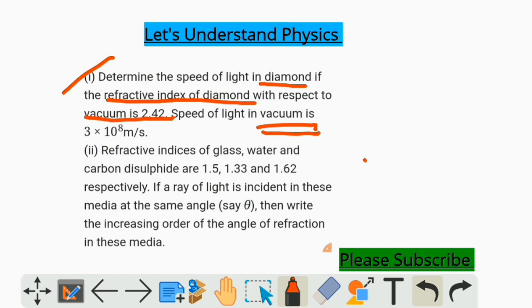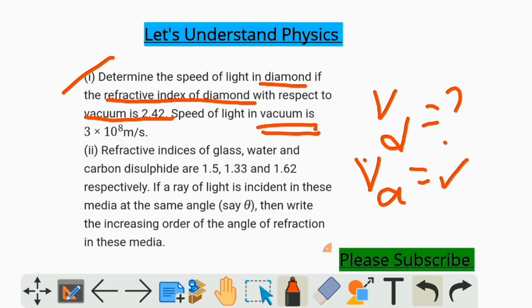So you are finding the speed in diamond, equal to how much? Understood? Speed we take as v, you know, right? Now the speed of light in air or vacuum value they have given. Understood? And the refractive index of diamond is also given. Now let's see how to do it.